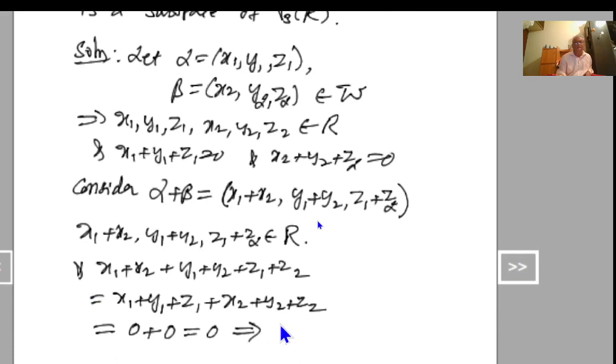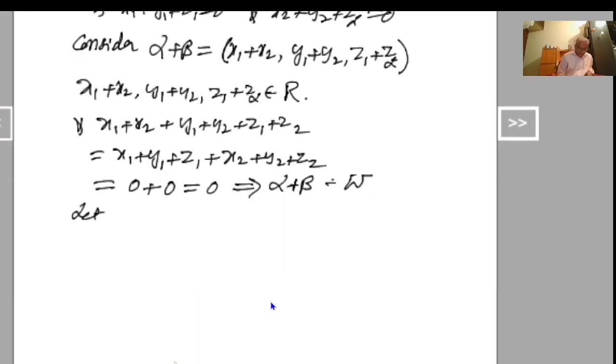This implies, see here, alpha plus beta is a vector where these elements belong to R and their sum is equal to 0. Therefore, we say that alpha plus beta belongs to W. So the first condition is satisfied. What about the second condition?